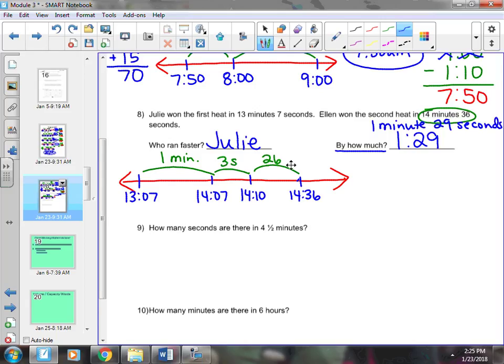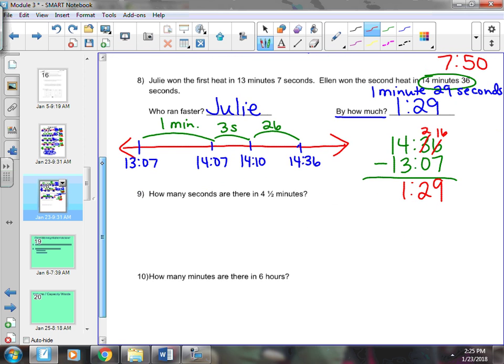Okay. Let's show it also with a subtraction problem. We need to do the bigger number on top minus that lower number. So Ellen's number minus Julie's number. And I don't have to do any regrouping in this because I can do 36 minus 7 seconds. And 14 minus 13 is 1. 1 minute, 29 seconds. That's a pretty nice one to do a subtraction problem with.